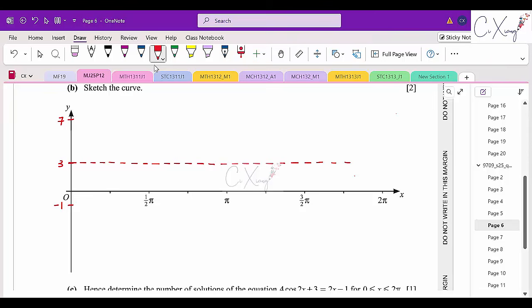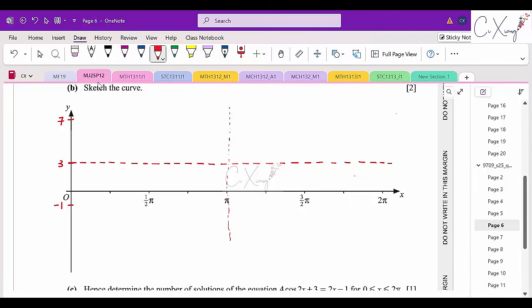Okay, so this is the center line. If you don't want to draw it, it's okay also, but I think it will be very helpful if I draw it out. Then you need to remember that my first cycle will end at pi, then the second cycle starts at pi. Right, so let's start.